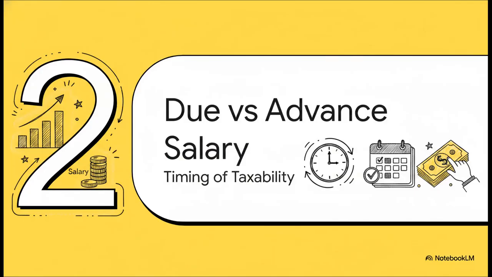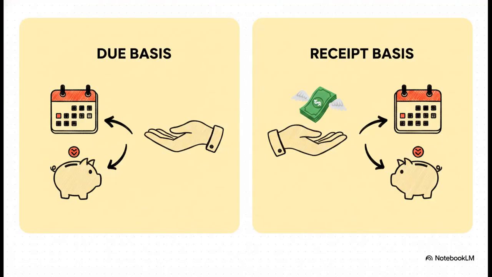Moving on to Part 2, let's talk about salary due versus advance salary. So the absolute golden rule of salary taxation that we get from Section 15 is this: salary is taxable on a due or receipt basis, whichever happens earlier. It's that simple. Under Section 15(1)(a), any salary due to you from an employer in the tax year is taxable, whether they actually paid you or not. The mere accrual triggers the tax.